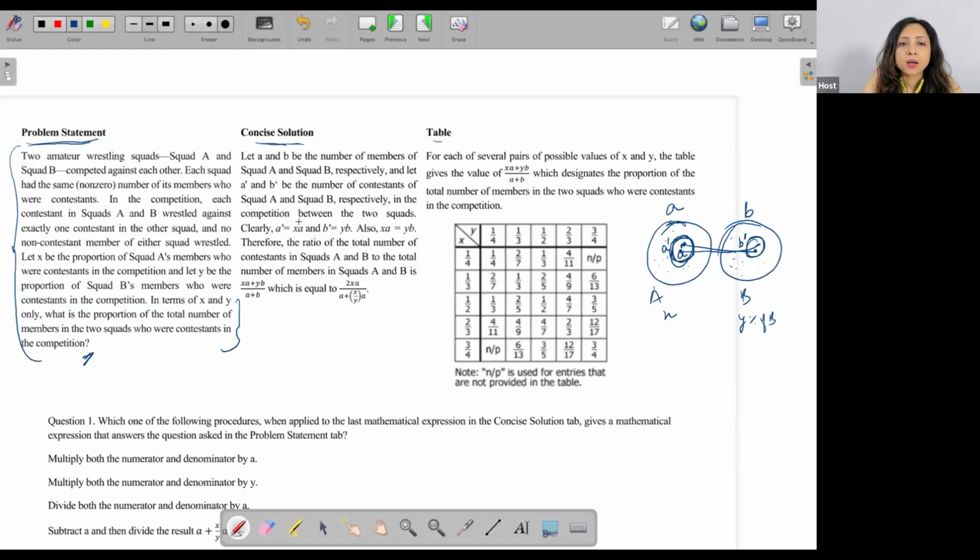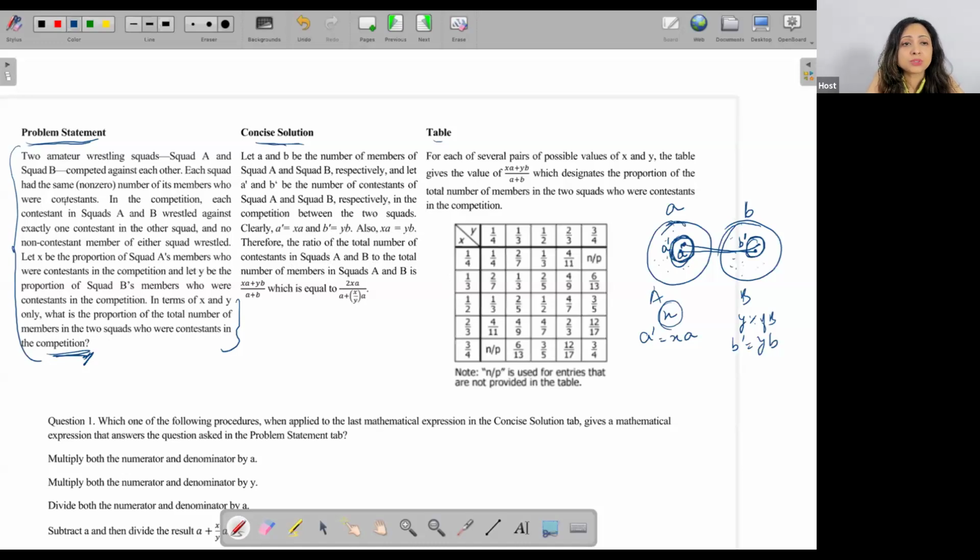All right. In the two squads, clearly A dash is XA. Now, of course, I know that this is the fraction of this entire set that is actually contesting. So it makes sense that A dash is XA. And of course, by the same logic, we'll have B dash is YB. Makes sense, right? Okay. Also, XA is equal to YB. Now, they are giving us the solution of this particular problem, right? So they're giving us all the steps of solving the question, essentially how to get the answer to this. Now, why is XA equal to YB?